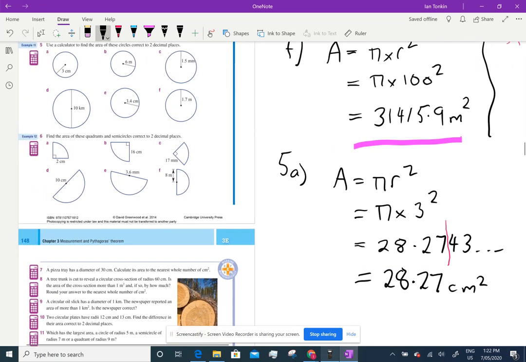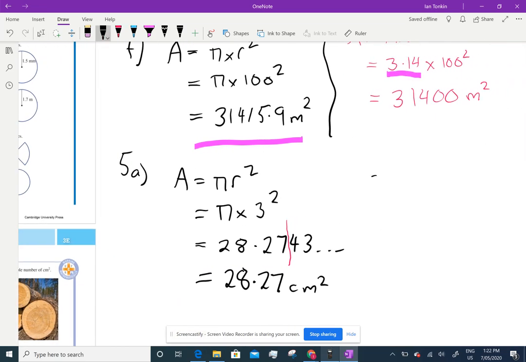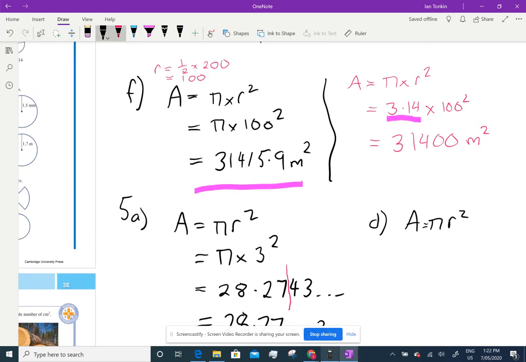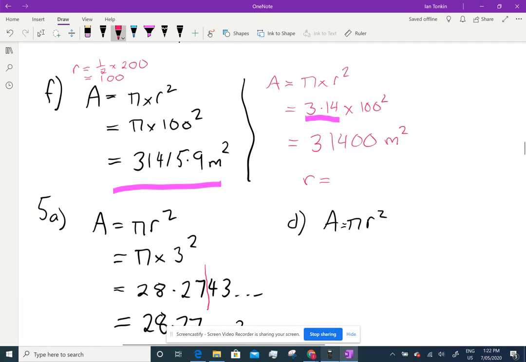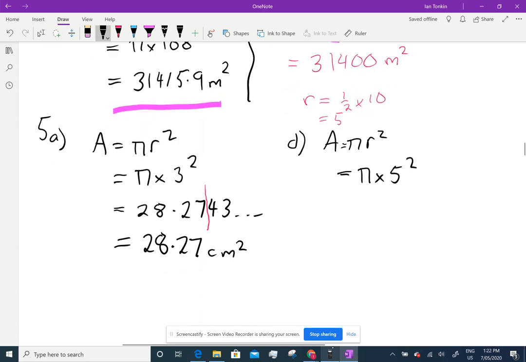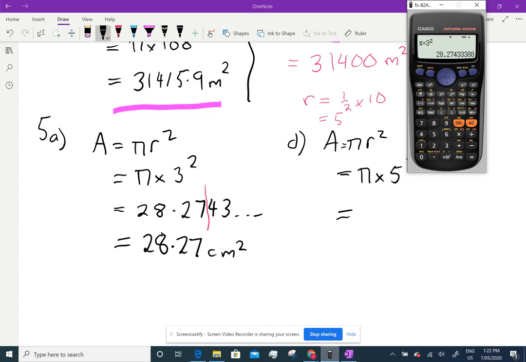Now, if I now jump into D, area equals pi r squared. The problem is they give me the diameter, so I have to find the radius, and the radius equals, if I look there, 1/2 times 10, which equals 5. So then I go pi times 5 squared. That line's very important in case you stuff up on your calculator. I can just use my back arrow now. Delete that, put a 5 there.